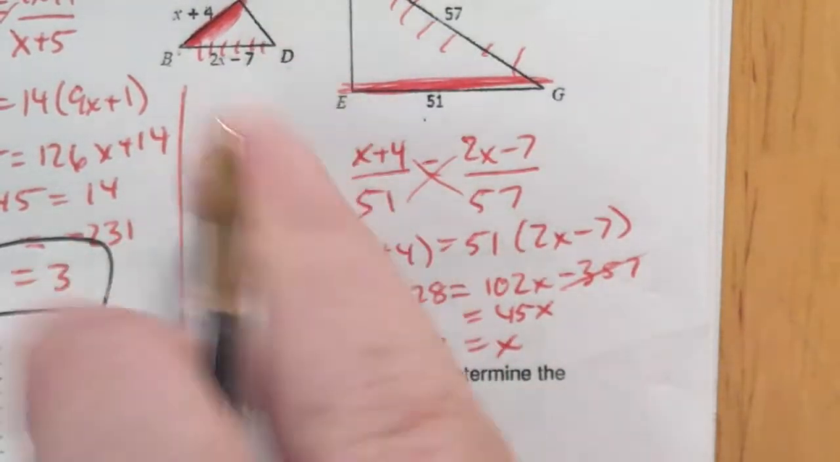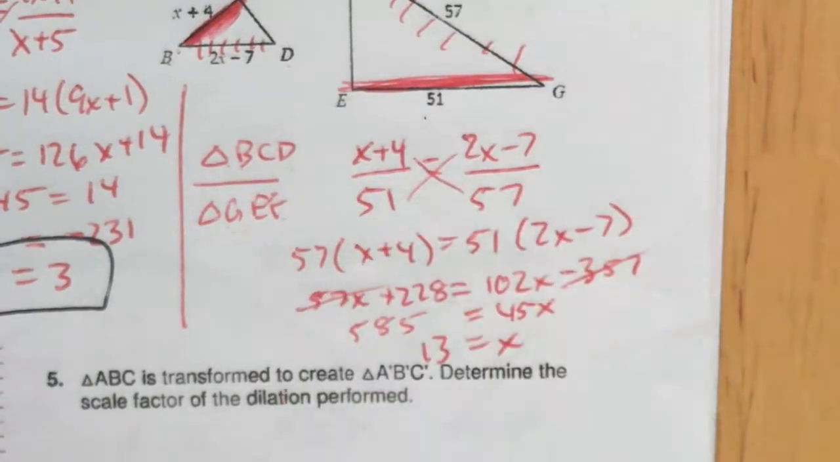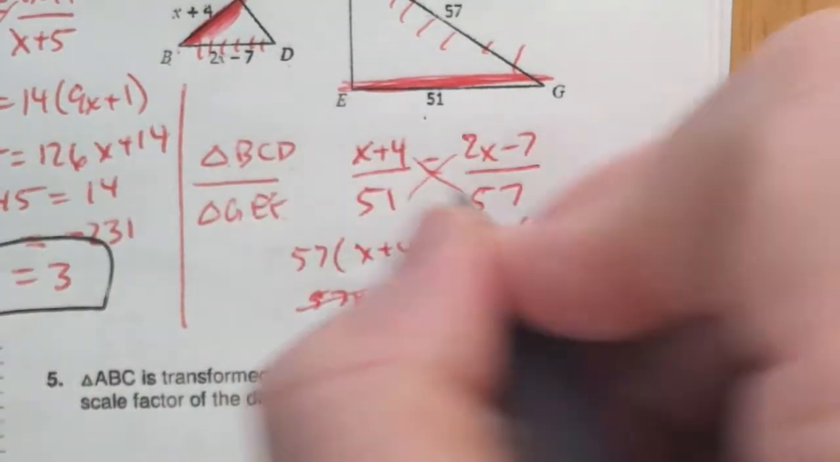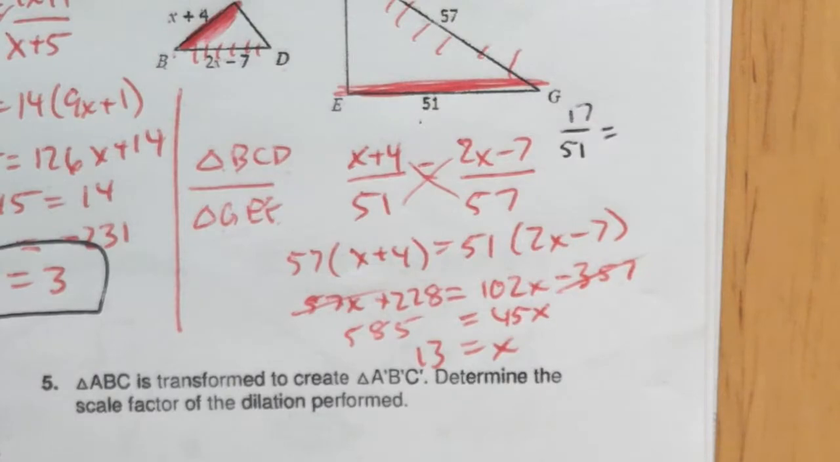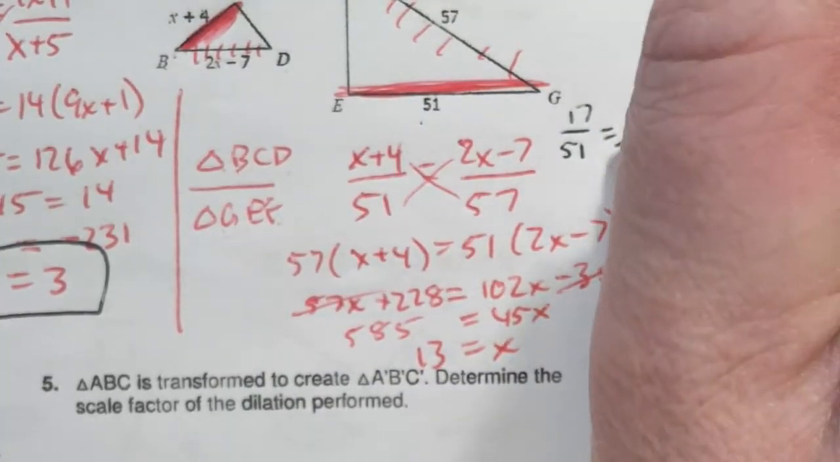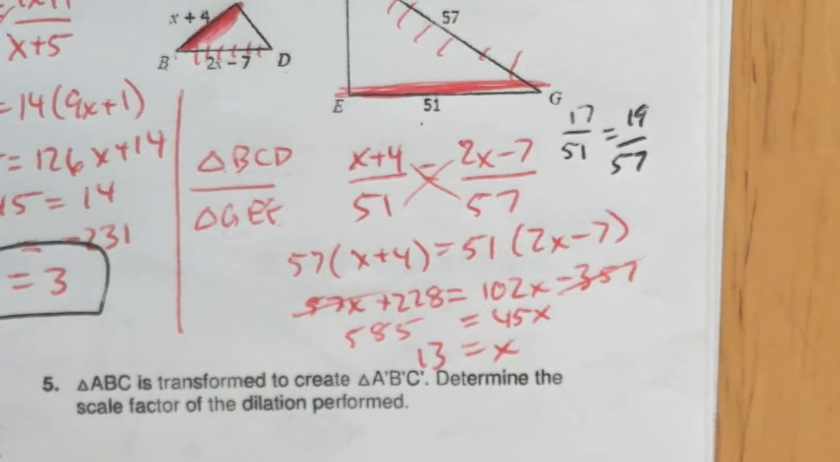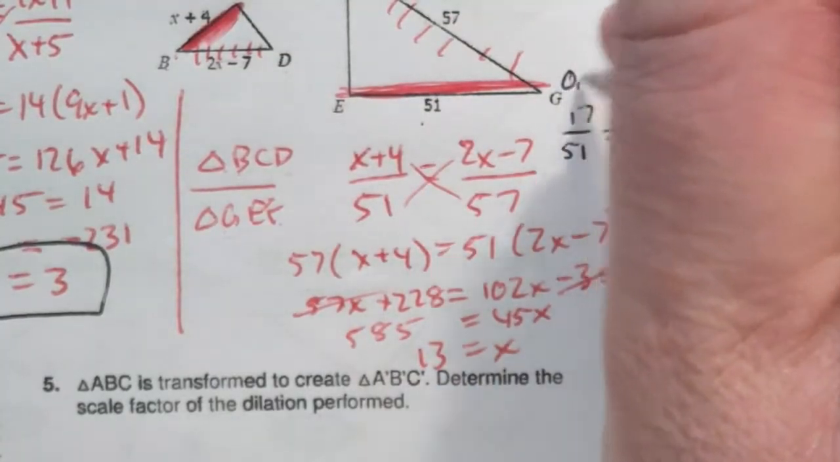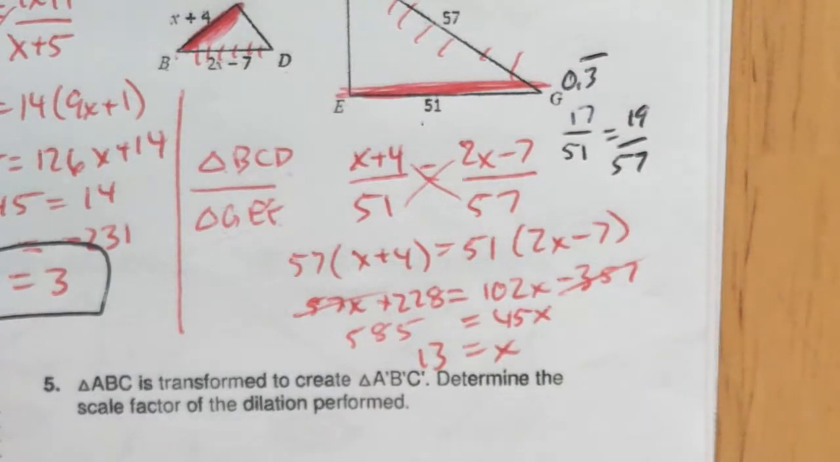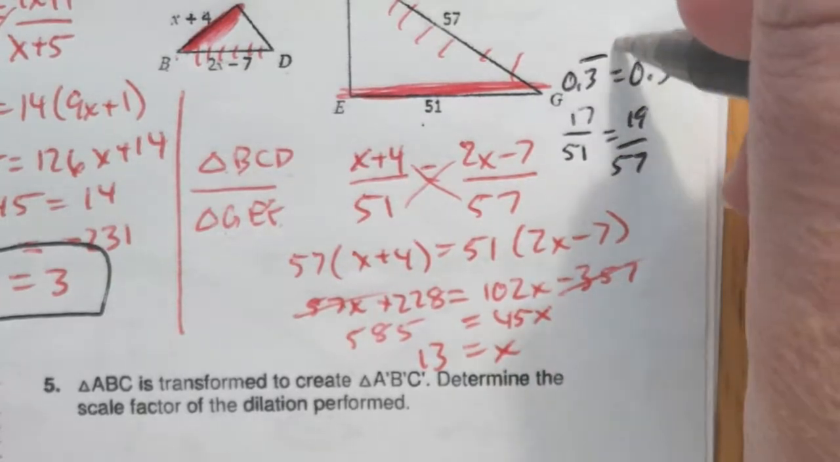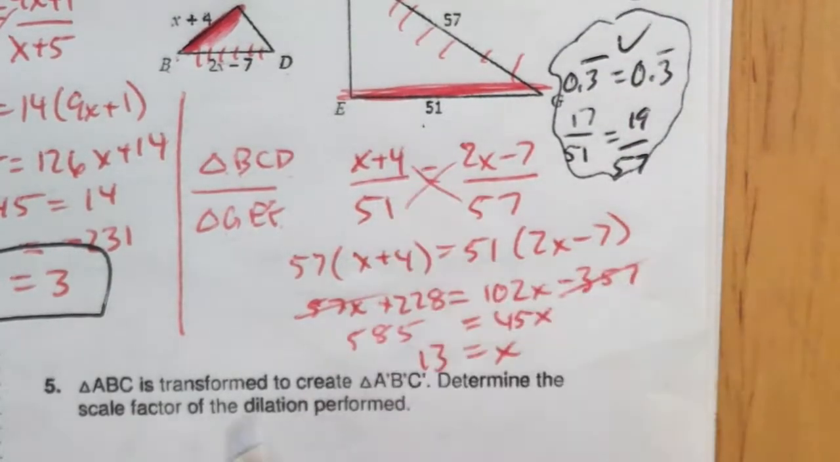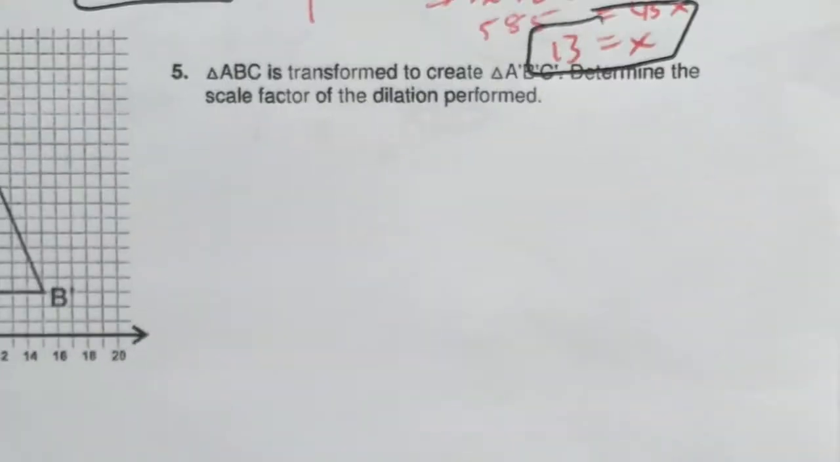Okay, so what I want to do now is double check that this is correct. So just plug it back in. 13 plus 4. This would now be a 17 over 51 equals 2 times 13 minus 7, which is 19 over 57. All right, so 17 divided by 51, I get a 0.3 repeating forever and ever. 19 divided by 57, I also get a 0.3 repeating. So I feel really good about this. Make sure you answered their question. They said, hey, what's x? And our x was 13. All right, awesome.